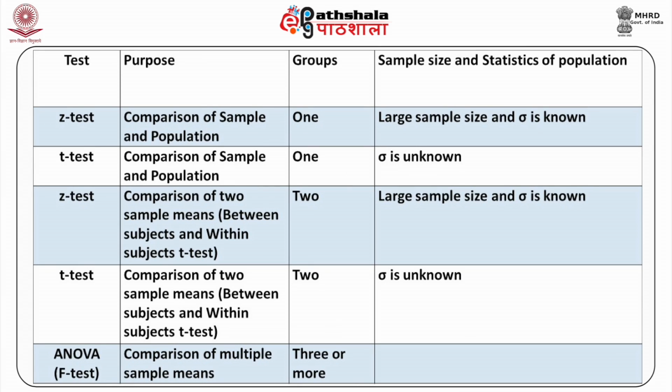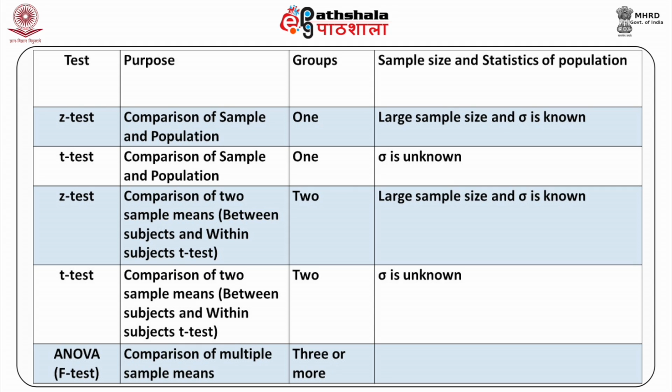Let us have a look. We can find that the 3 tests vary in their application on the basis of the purpose of the researcher, the groups that we have, that is the number of samples which are involved in the study, and of course the sample size and statistic of population. The Z-test is used when the purpose is to compare the sample and the population. There is one group involved, we prefer a large sample size and the standard deviation is known.